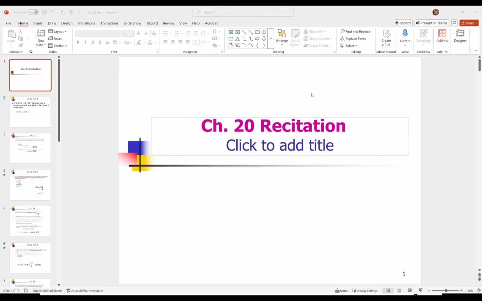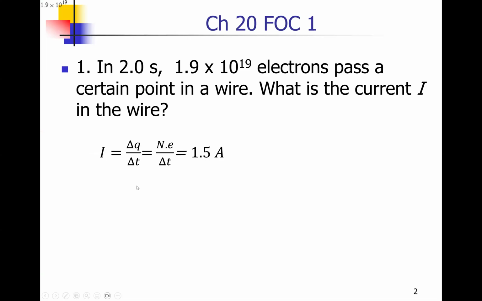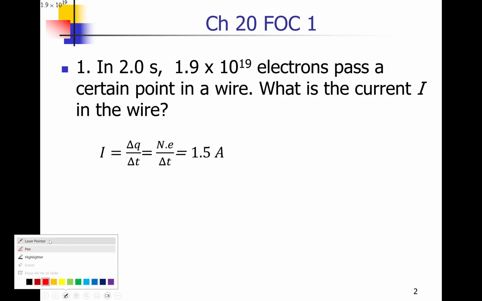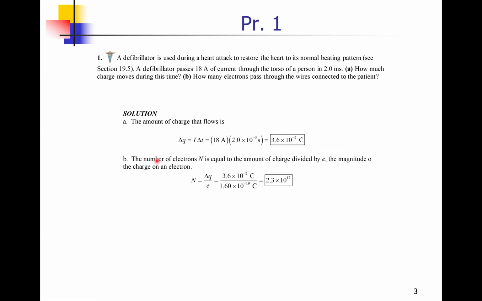So chapter 20 is about, okay, where's my chapter 20? So chapter 20 is about the electrical circuit, okay? So you have the definition of current, which is delta Q over delta T here.